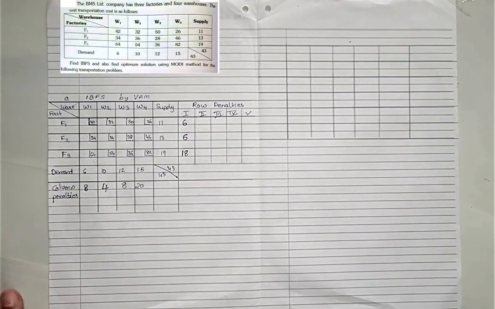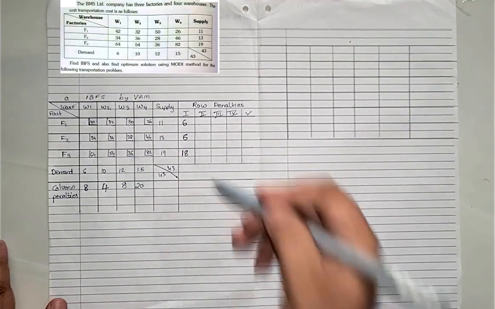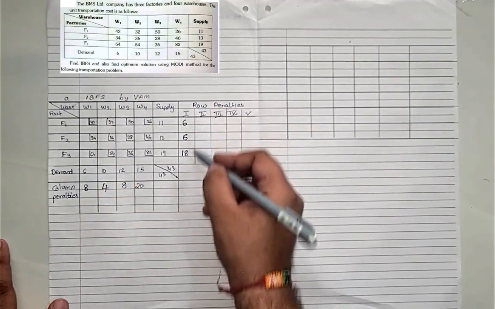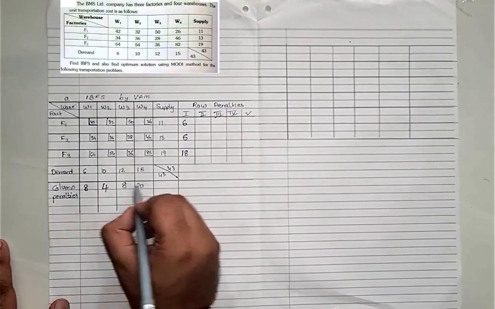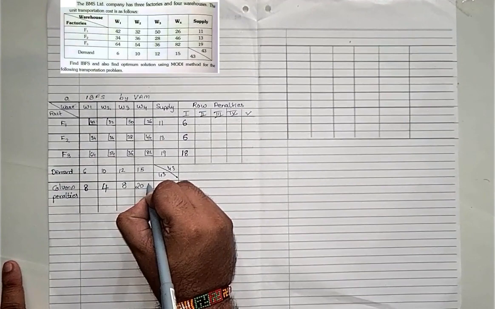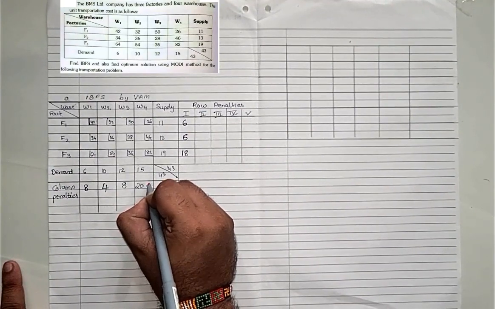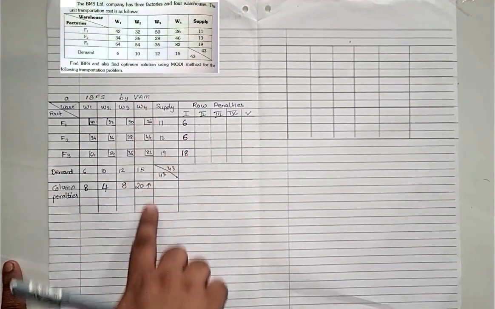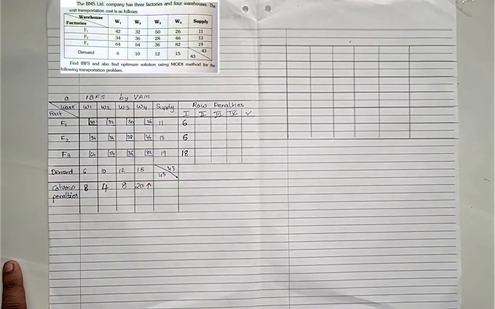Okay. Now, the rule is, once we get the row penalties and column penalties, search for the highest value. Check whichever is the highest value. Now the highest value is 20, and it is in the column. So we will have to go as per this column. Now this column has been selected, W4.